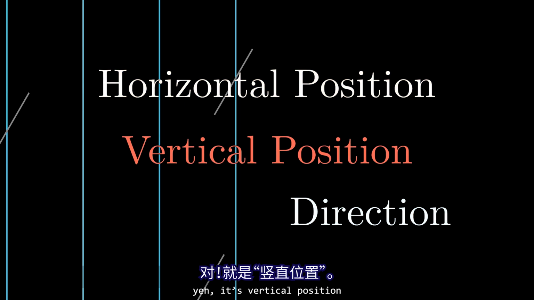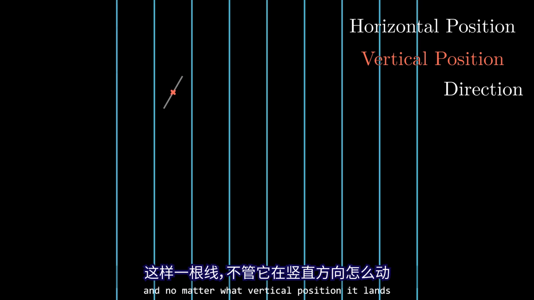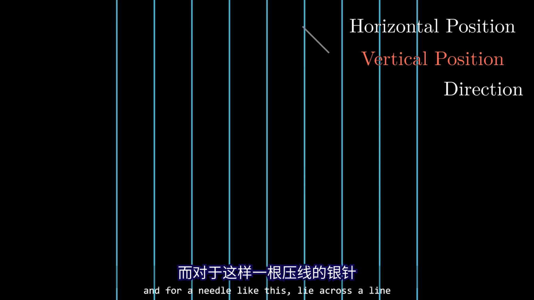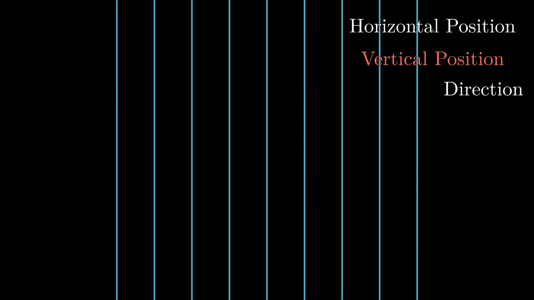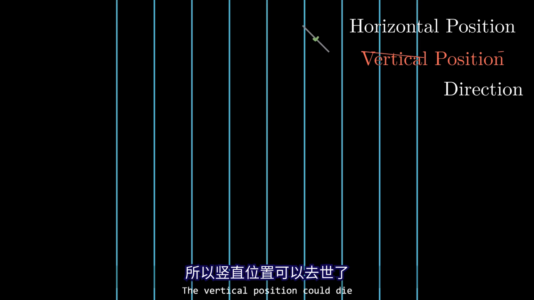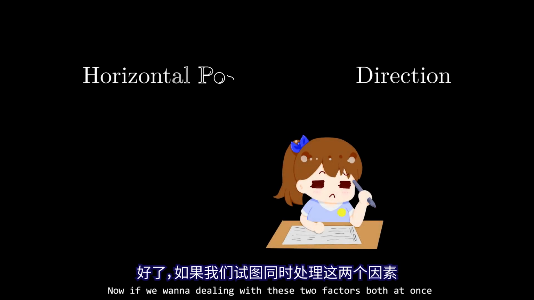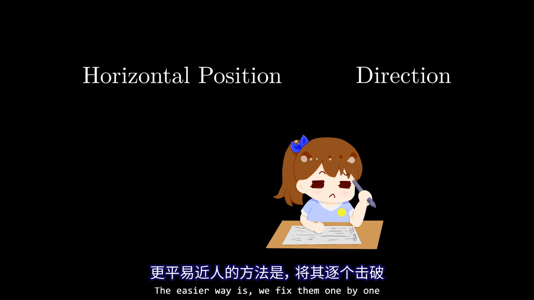Yeah, it's vertical position. Think of a needle like this. It does not lie across a line. And no matter what vertical position it lands, it does not lie across a line. And for a needle like this, which lies across a line, no matter what vertical position it lands, it will cross the line. So vertical position could die. And horizontal position and direction will definitely influence the outcome. Now, if we want to deal with these two factors both at once, it gets messy. The easier way is we fix them one by one.